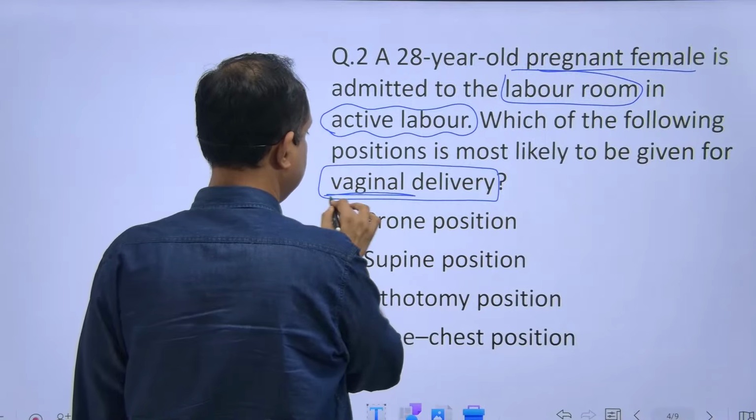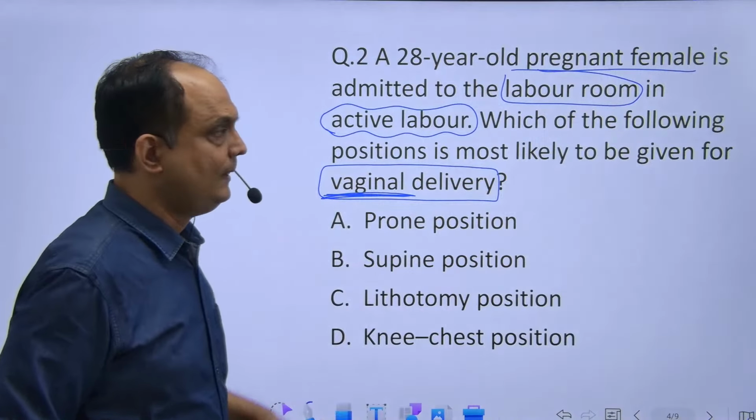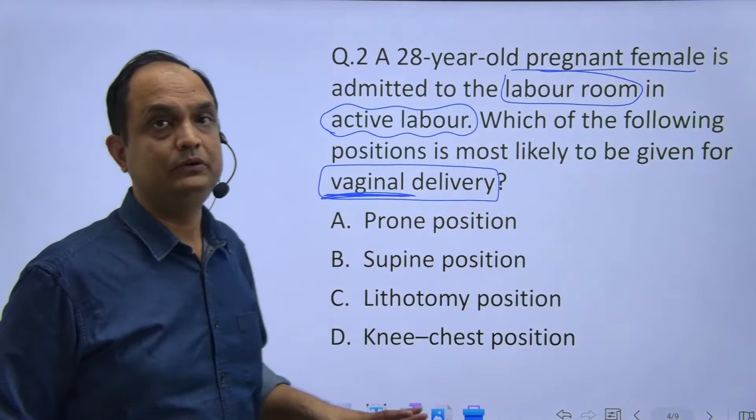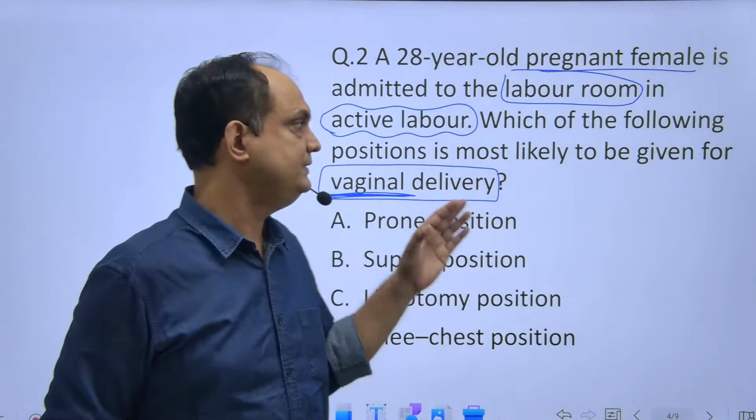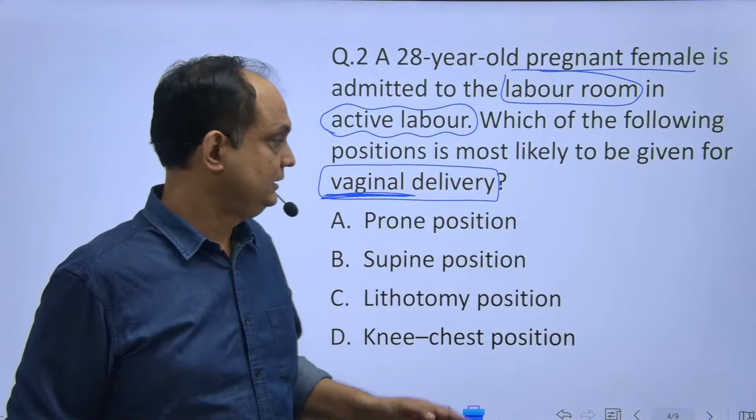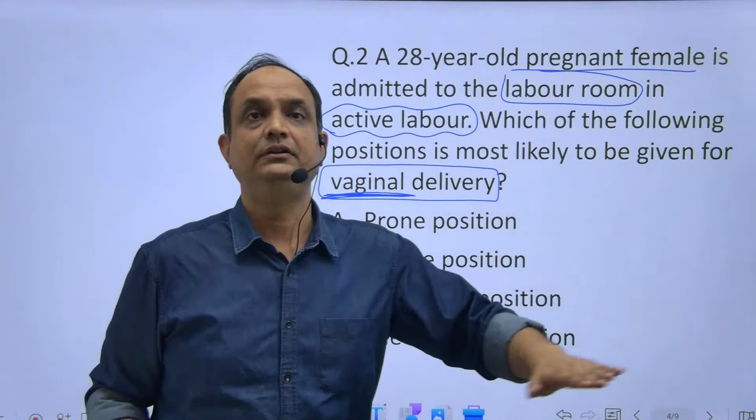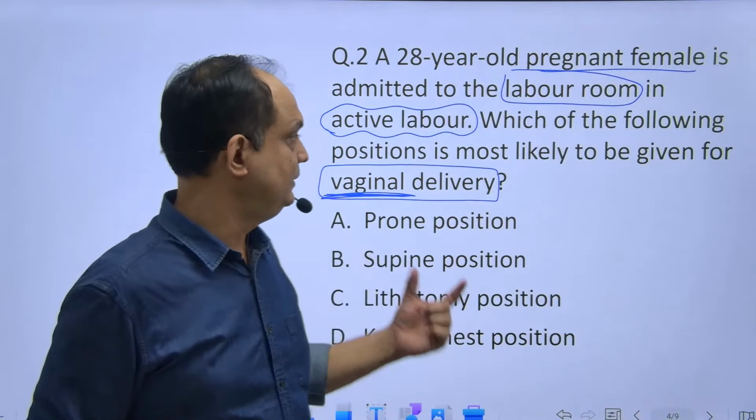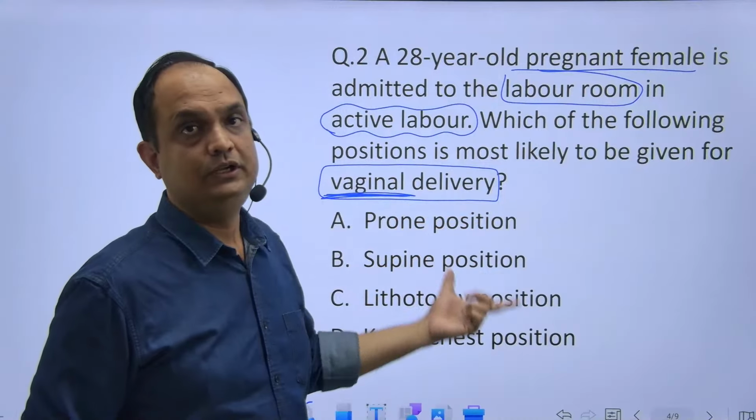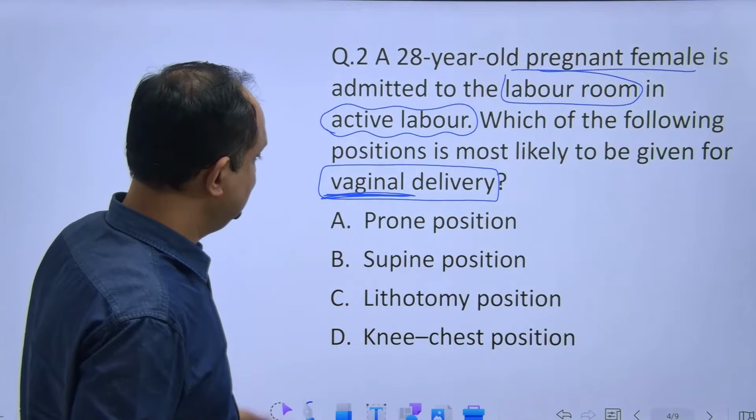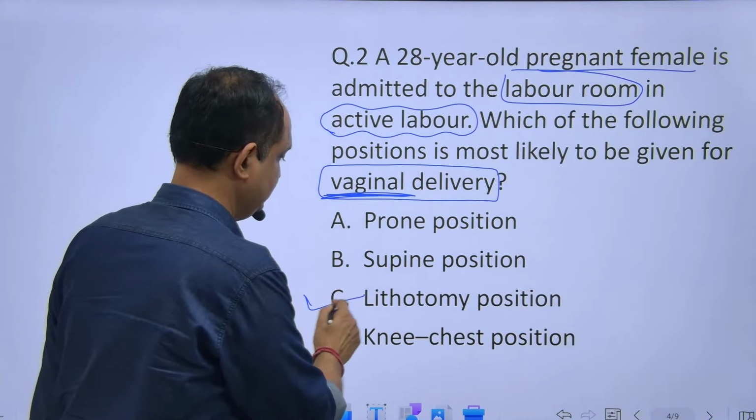See, the words vaginal delivery are important because they are not talking about cesarean section. If it is cesarean section, then all the options are wrong, because cesarean section is done in the supine posture. But because it is a vaginal delivery, you need a special position, and that is known as the lithotomy position.